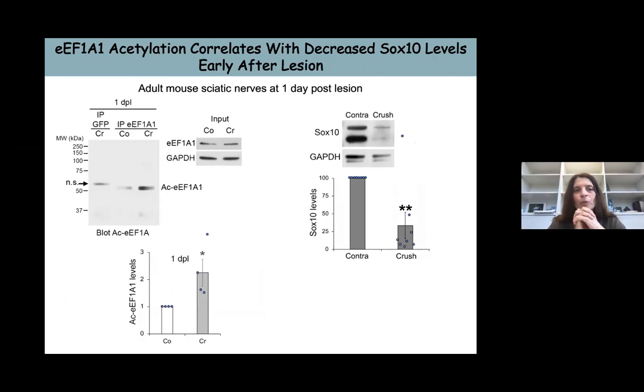So we checked by immunoprecipitation whether EF1A1 was really acetylated after lesion, so 1 day post lesion. Here, this is a crushed nerve, and that's the contralateral nerve of the same mouse. So it's a good system because we can use an internal control for each mouse. We did an IP of EF1A1 and blotted for acetylated EF1A1. You can see that there's an increase already at 1 day post lesion. And this correlates very well with a strong decrease of the SOX10 level in these nerves at 1 day post lesion.